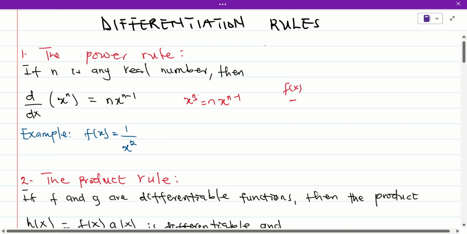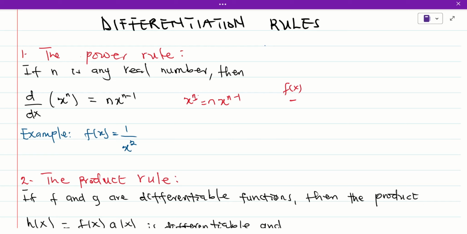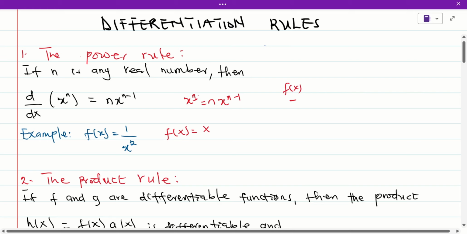So we have been given the function f of x, which is equal to 1 over x squared, and we are to differentiate f of x. Here our f of x can be written as x exponent -2. You get it? So our f prime of x is going to be -2 x exponent -2 minus 1. So you're going to get -2 x exponent negative what? 3. Do you get it?